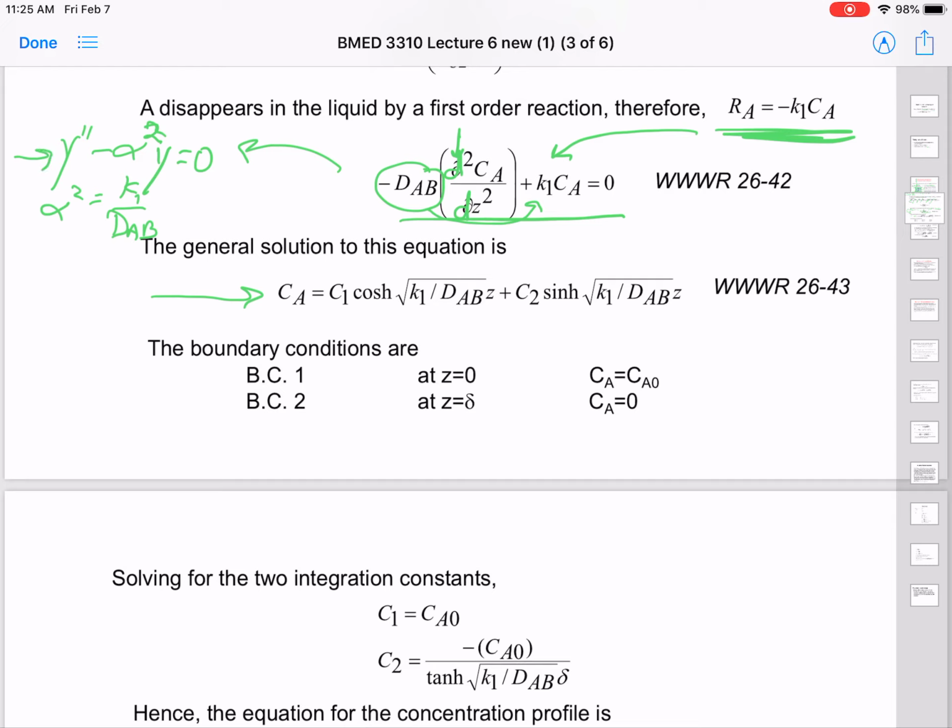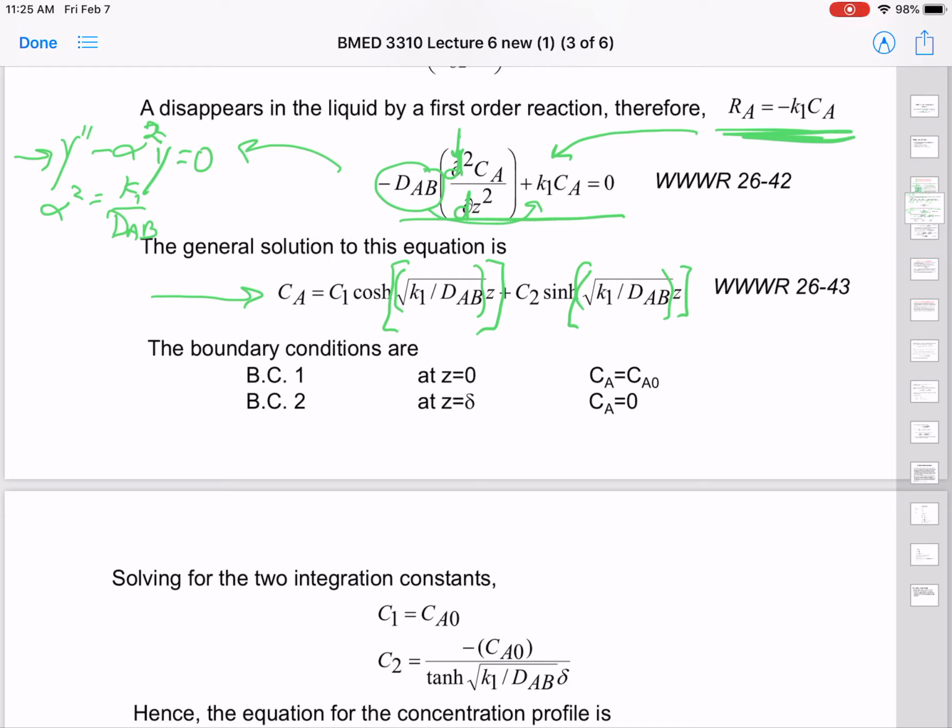Okay, so the general solution for this gives us this equation. And honestly, that is the kind of thing that I look up in a table of integrals. I do not memorize that. Let me make it clear. The square root is just k1 over the diffusivity D, times z, and all of that is the argument for the cosh. It's the same with the sinh.